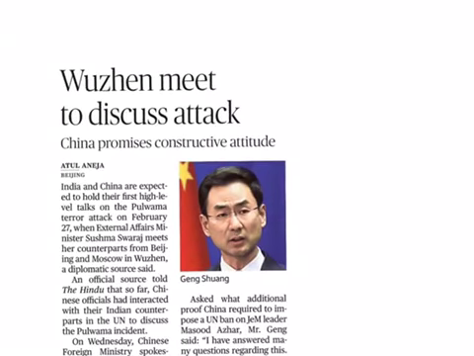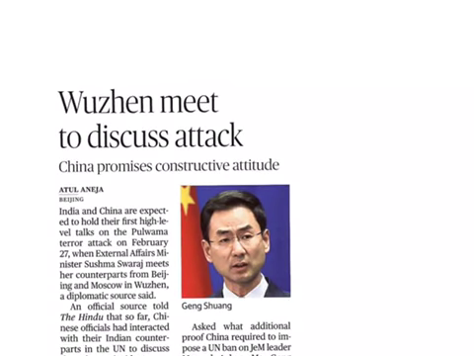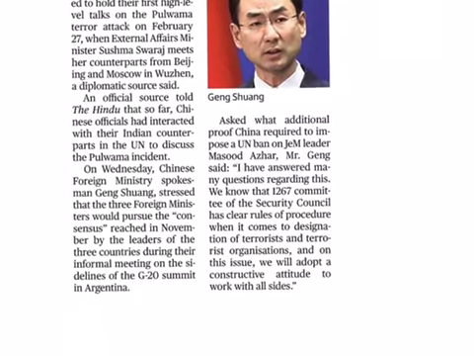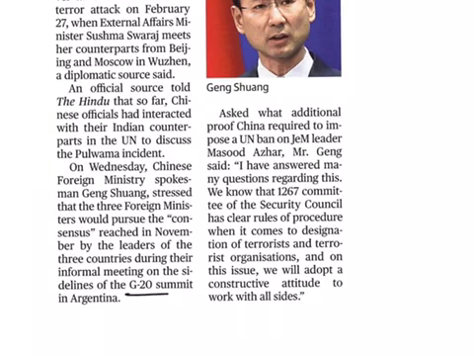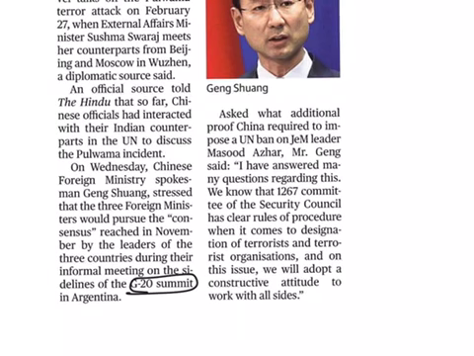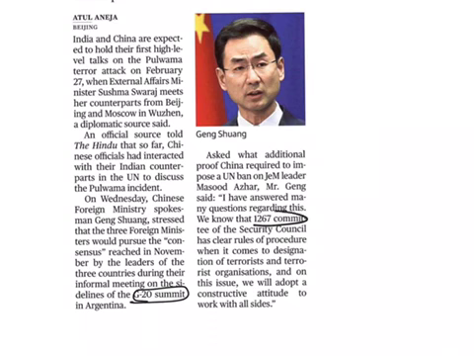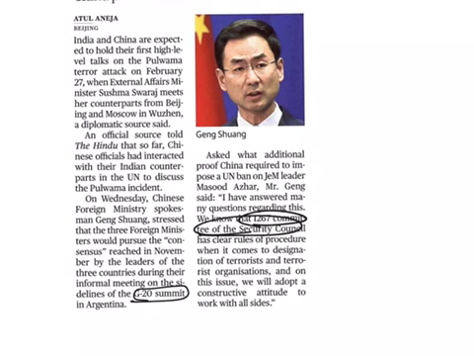And the next one is China promises constructive attitude. This article comes under GS paper 2 under the topic of international relations, and it also comes under GS paper 3 under the topic of internal security. From this article, we are going to see about two things. One is the G20 summit and the other one is the 1267 Committee of the Security Council.